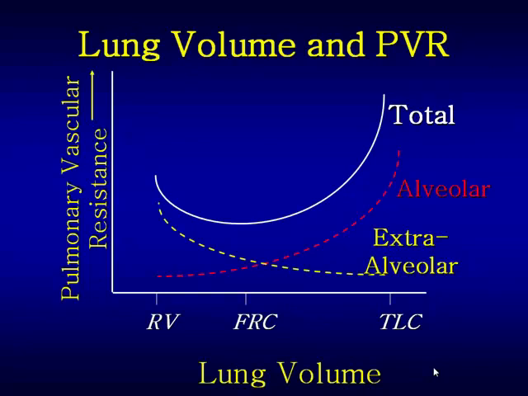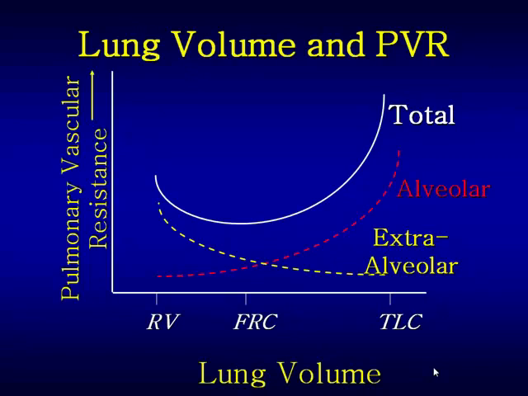Whereas with the extraalveolar vessels at really high lung volume, just like the airways are held open at really high lung volume, the blood vessels are held open because of the radial forces pulling them open. But as the lungs get smaller and smaller, the terminal airways collapse down as you get towards residual volume, and the hypoxia that is associated with that induces hypoxic pulmonary vasoconstriction.